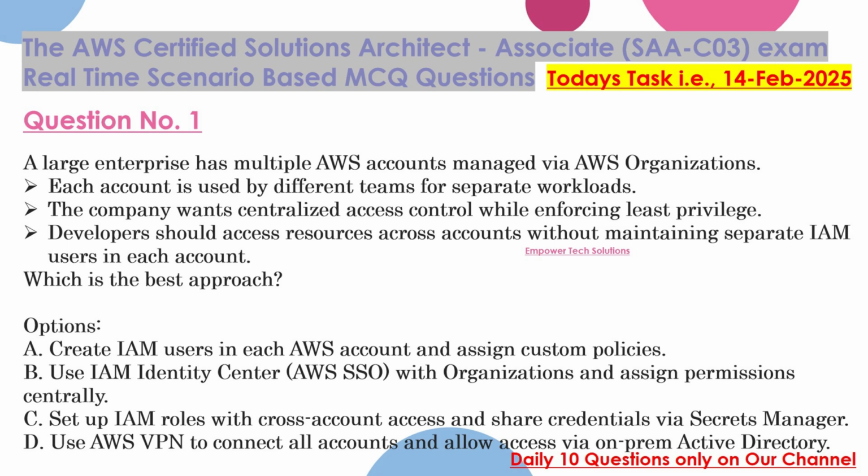Options: A. Create IAM users in each AWS account and assign custom policies. B. Use IAM Identity Center, AWS SSO, with Organizations and assign permissions centrally. C. Set up IAM roles with cross-account access and share credentials via Secrets Manager. D. Use AWS VPN to connect all accounts and allow access via on-prem Active Directory.